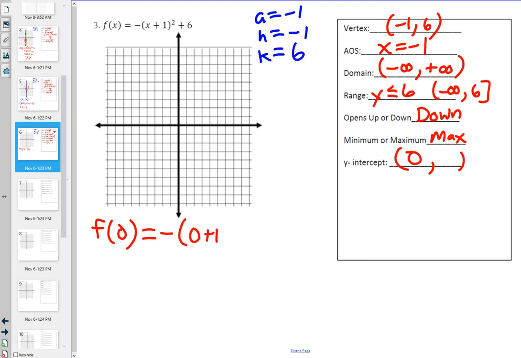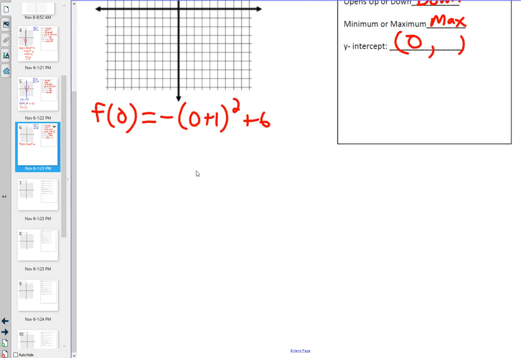0 plus 1 is 1. But you have to square the 1 before the negative comes in. So if I square the 1 first and then I get the negative, I actually end up with negative 1. And then plus 6 is 5. Negative 1 plus 6 is 5. So my y-intercept is going to be at 0, 5.